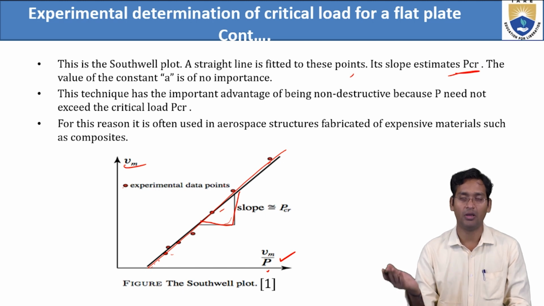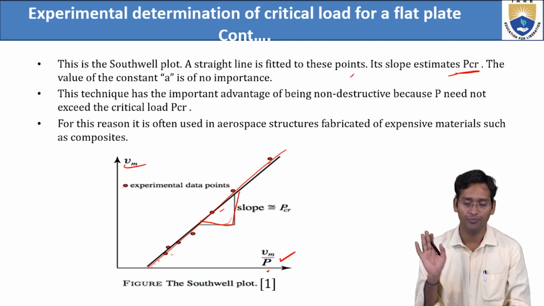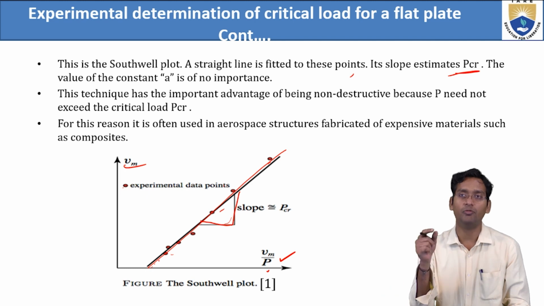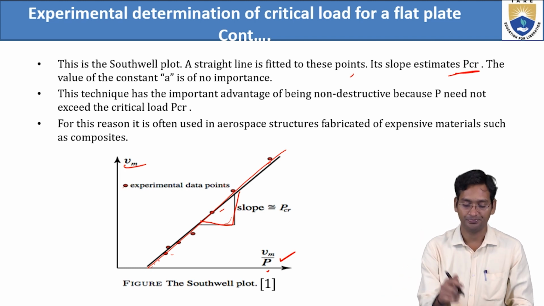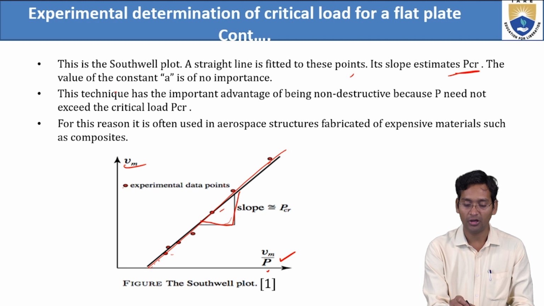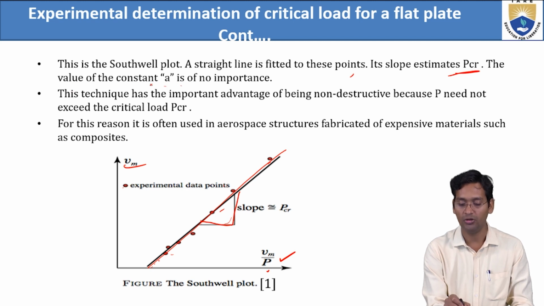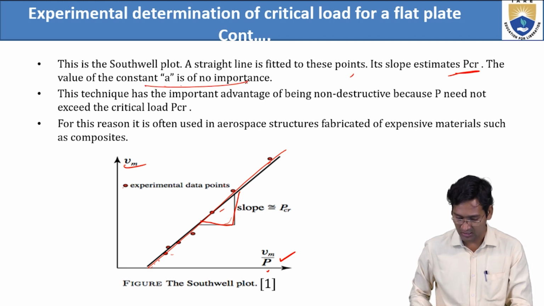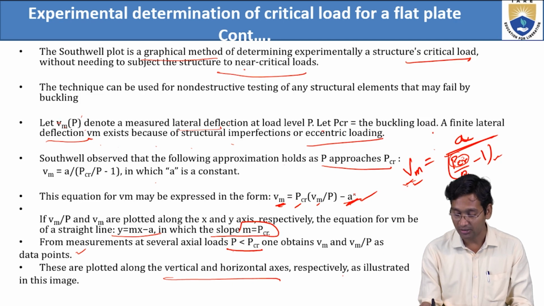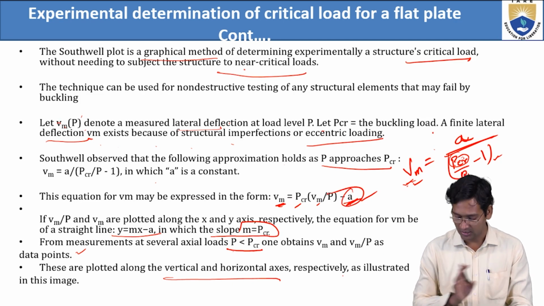So instead of calculation, we can also verify by experiment and find the critical loading, meaning at what load it starts buckling. The value of the constant A is of no importance. Whatever the value of A is, whatever intercept there will be, that doesn't matter.